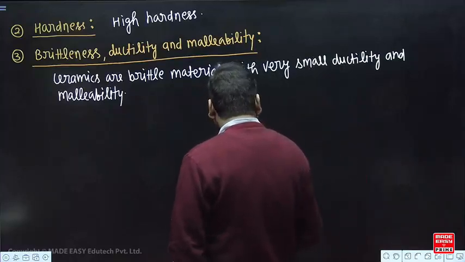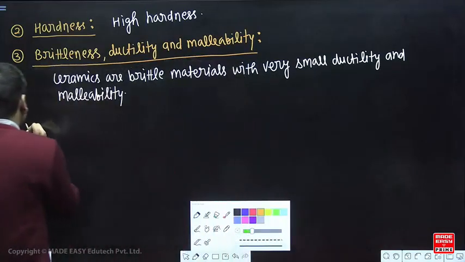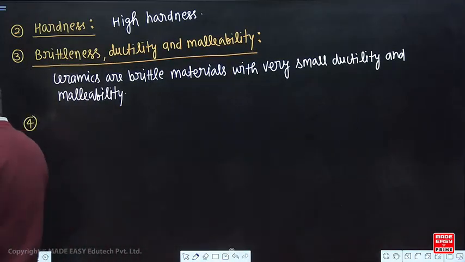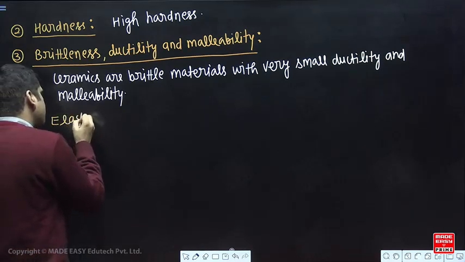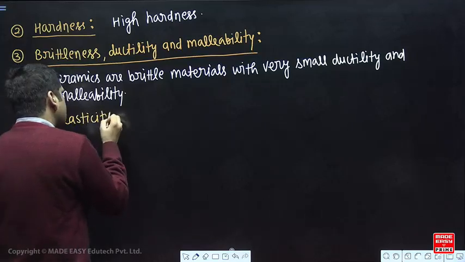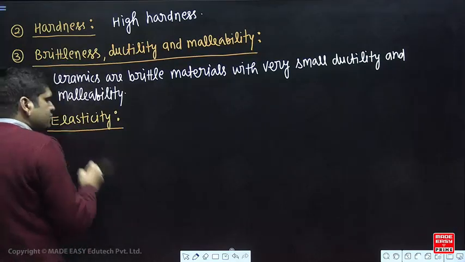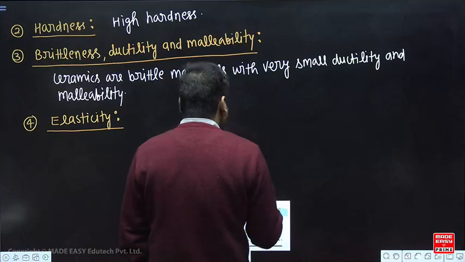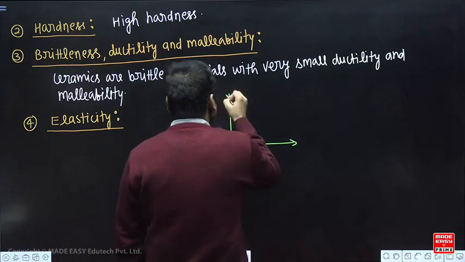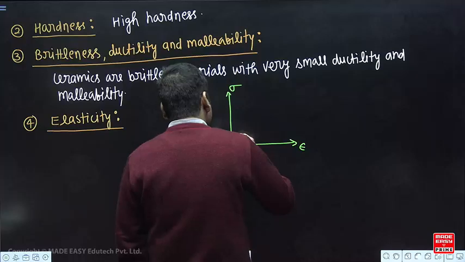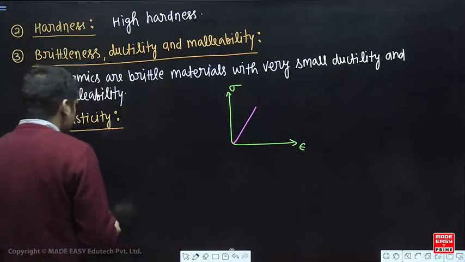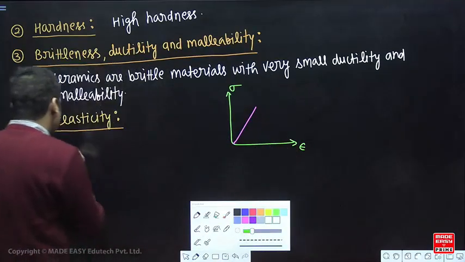The fourth parameter is elasticity. Ceramics have linear elastic behavior. If you draw the stress strain diagram, sigma versus epsilon, you will get a linear curve like this. So ceramics have linear elastic behavior.